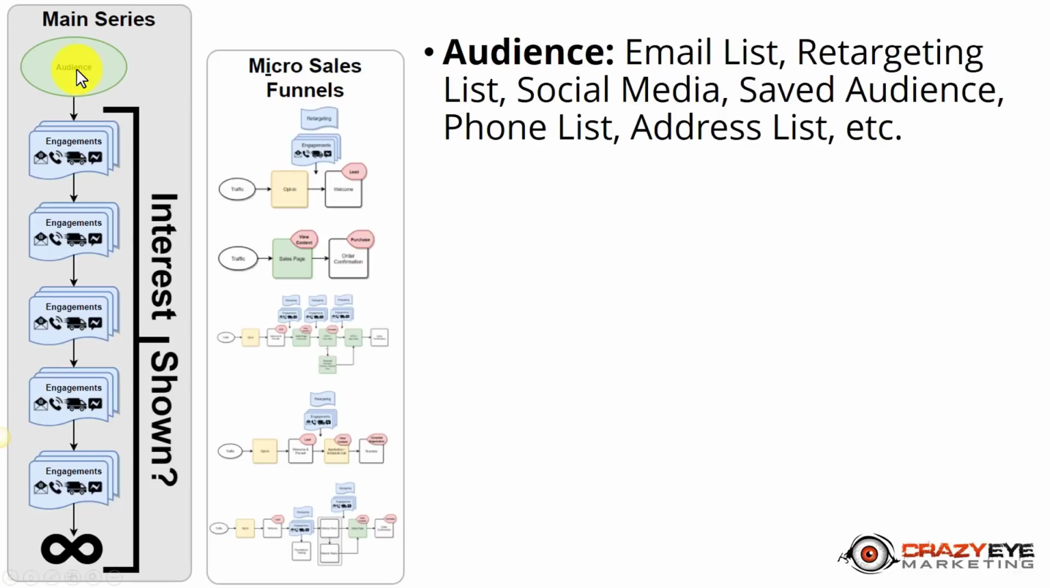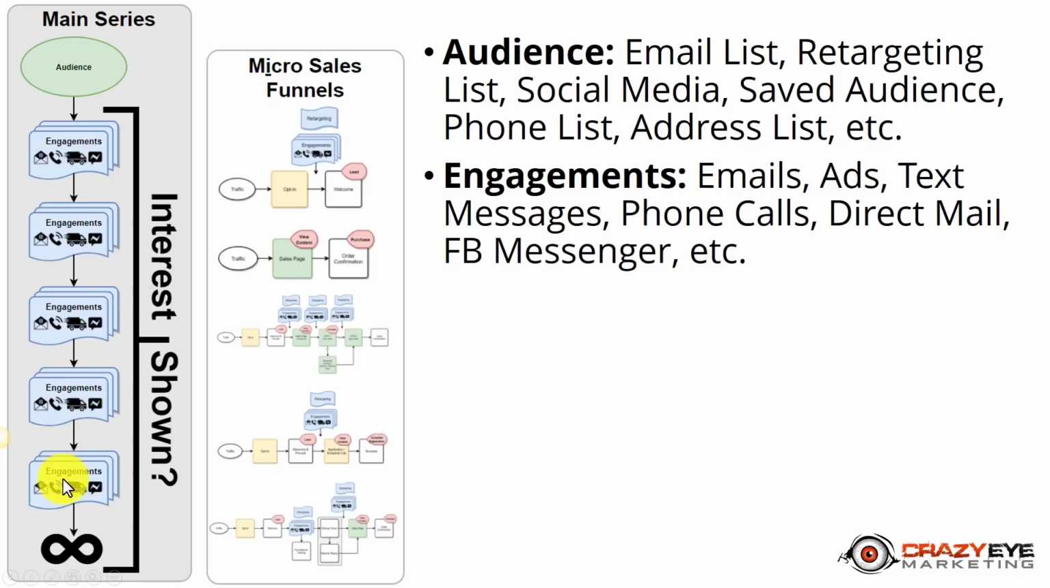So this is that same audience that I was just talking about. And this audience could be your email list, a retargeting list, social media, saved audience, phone list, address list, etc. Basically, any sort of list with your ideal customers on it. And then you reach out to your audience through different types of engagements. And these engagements are simply emails, ads, text messages, phone calls, direct mail, Facebook Messenger, etc. Any way you engage with your ideal customer or audience.